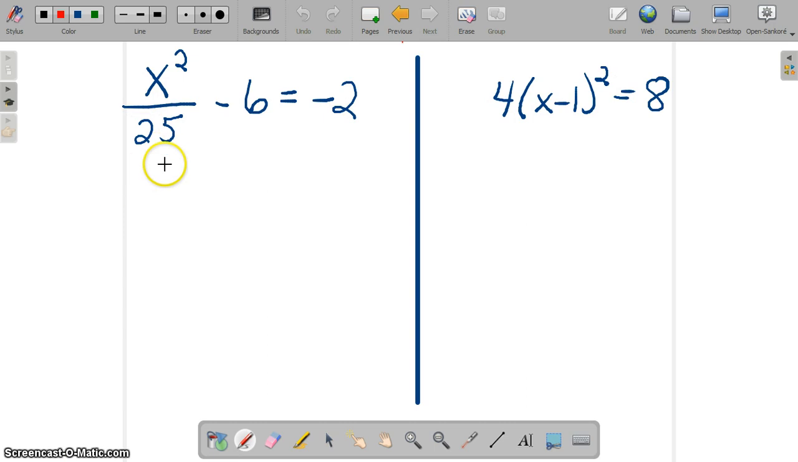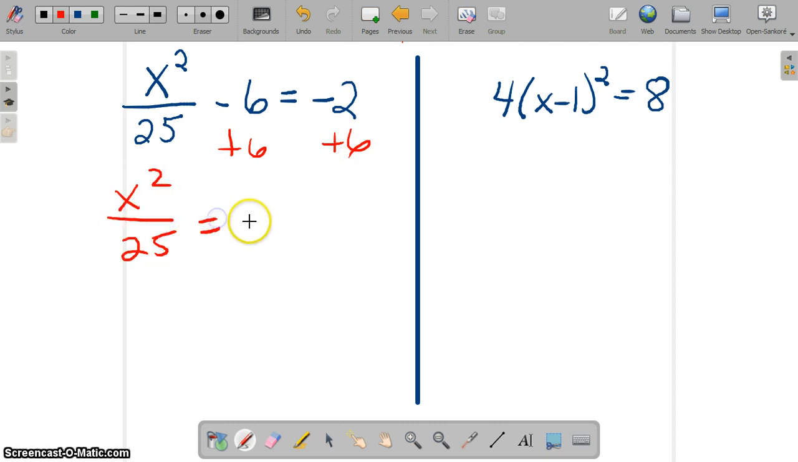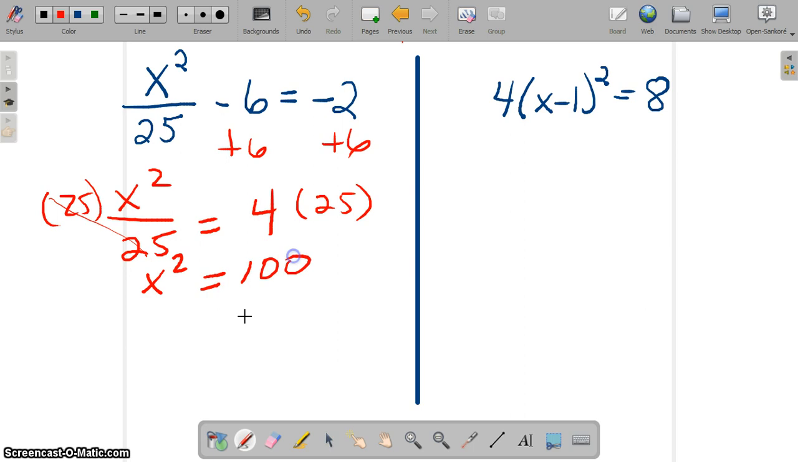Two more situations. To solve for x, you've got to isolate it. Add 6 to both sides. That's our first step. So we have x squared over 25 equals 4. Now, to get rid of the 25, we need to multiply both sides by 25. That will eliminate our 25. So we have x squared on the left side equals 100. Well, we're about where we left off on that last problem. Take the square root of both sides and you get x equals plus or minus the square root of 100, which is plus or minus 10. So that is our solution to that quadratic.